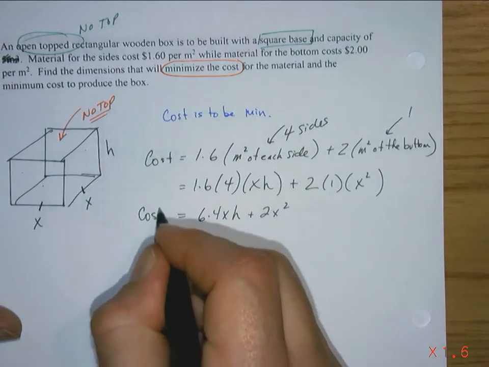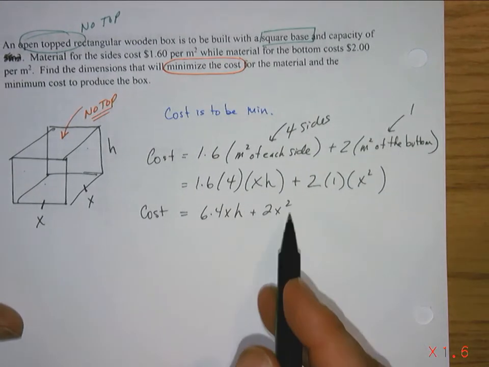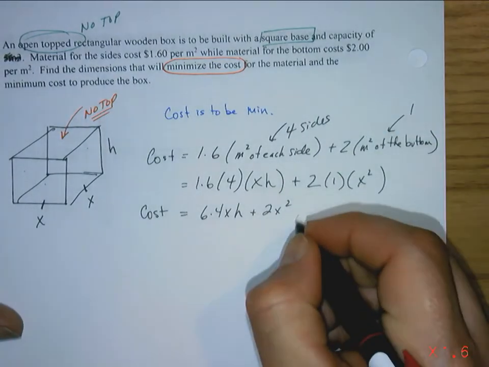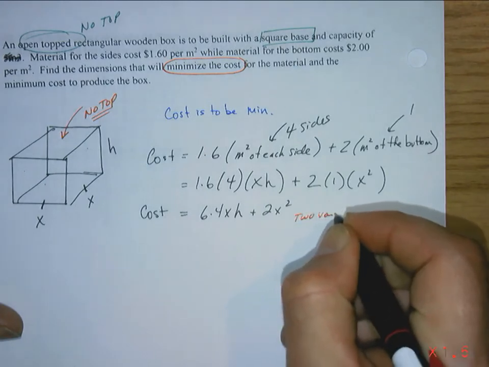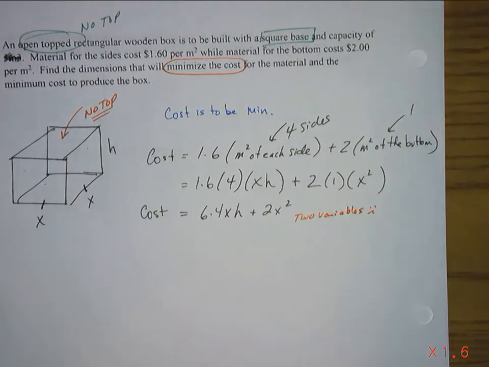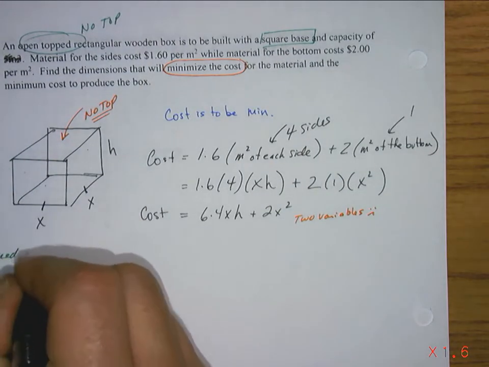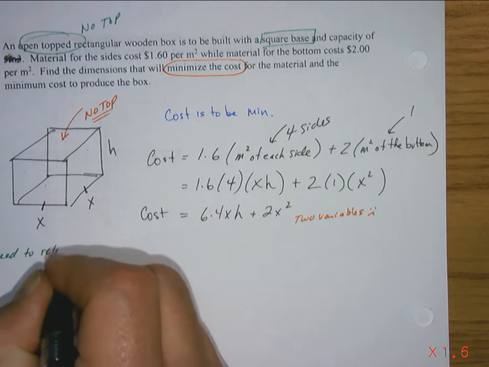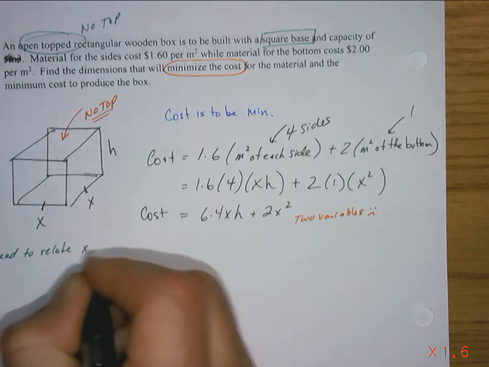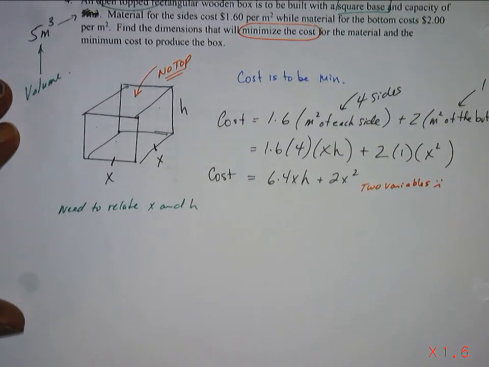We're doing all right. But I can't take the derivative of this because it has two variables. Two variables makes us sad. We want to be happy. We need this in terms of one variable. So I need to go back to the equation and find out how I can relate x and h. I need an equation that's going to relate those two.